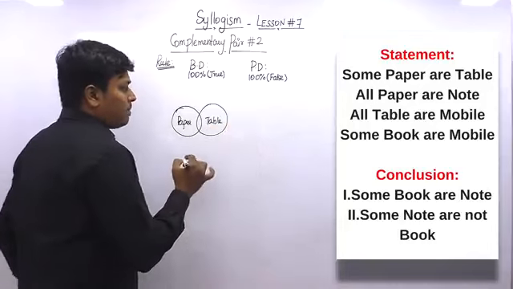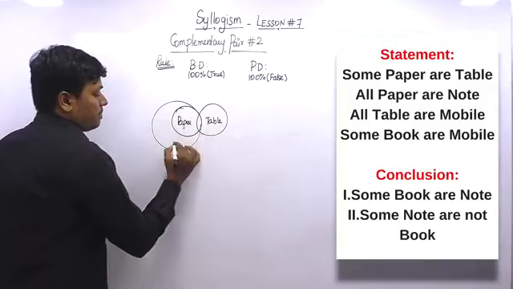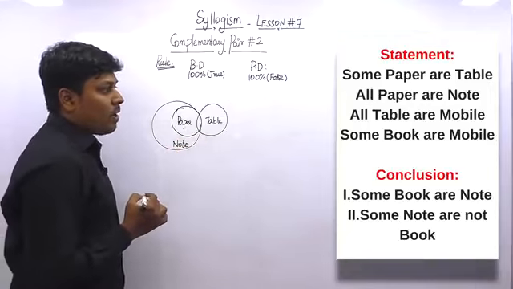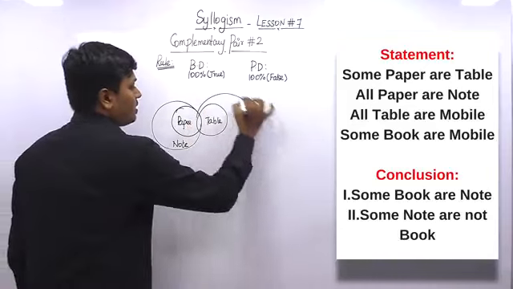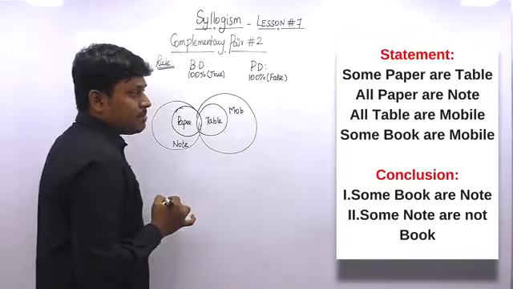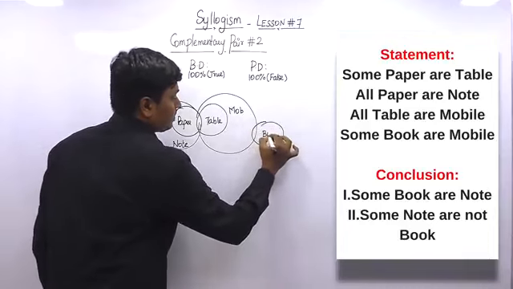And next is all paper or note, right? All paper or note. And the next is all table or mobile. So all tables are mobile. Okay, and the last statement is some books are mobile. So some book or mobile.